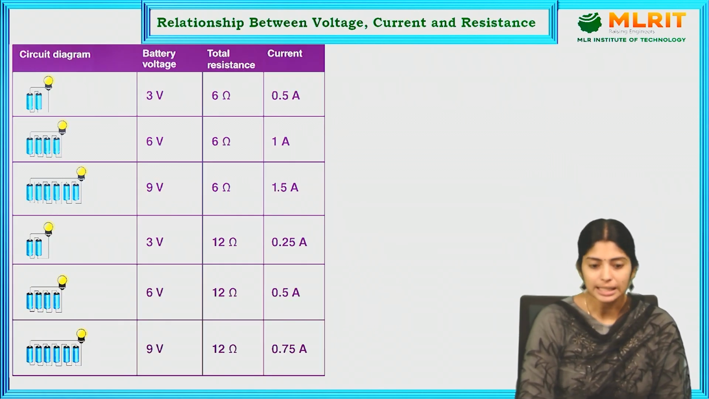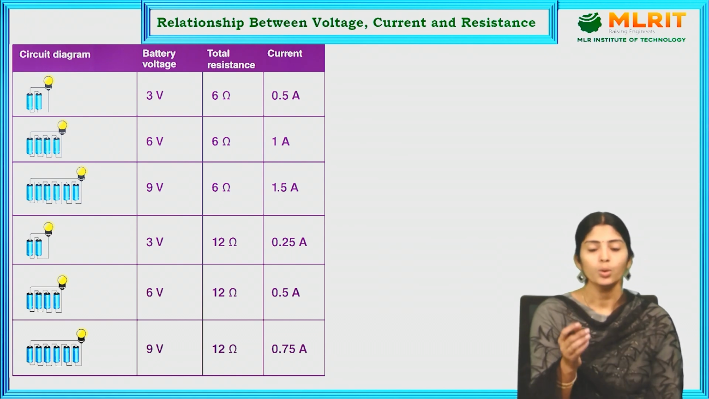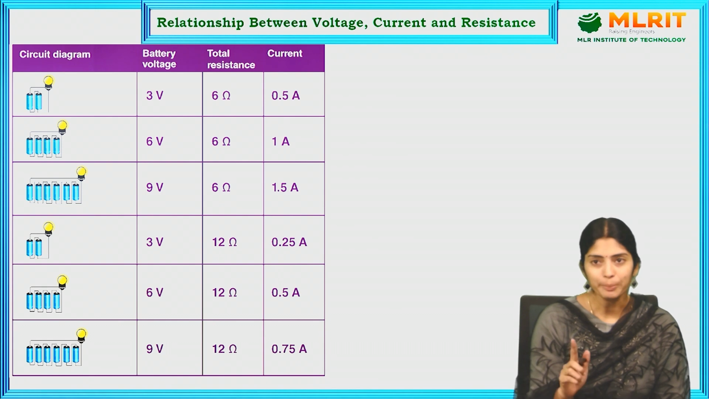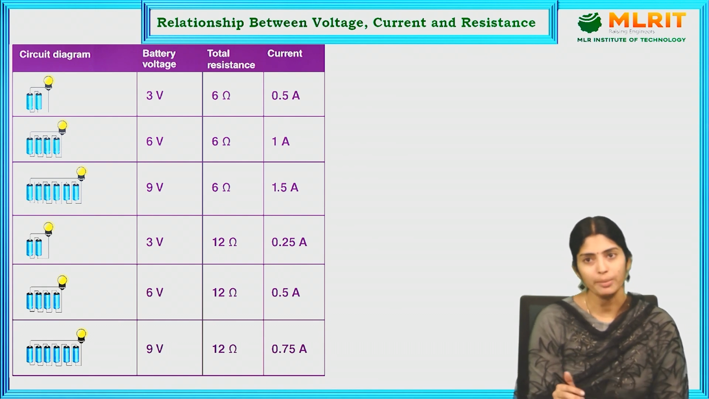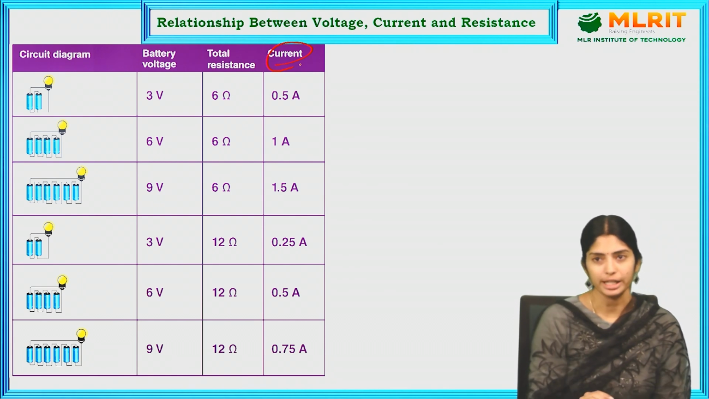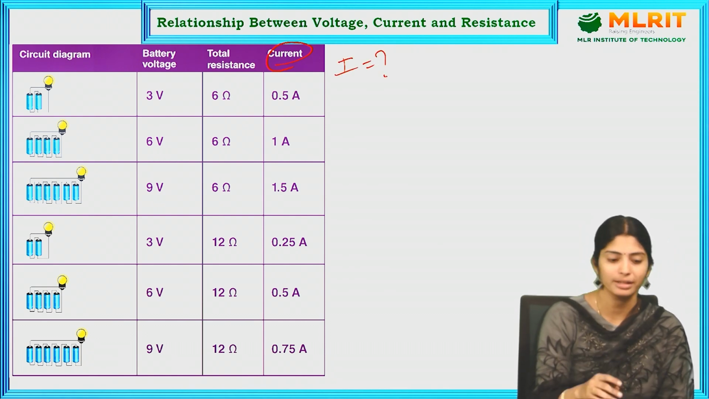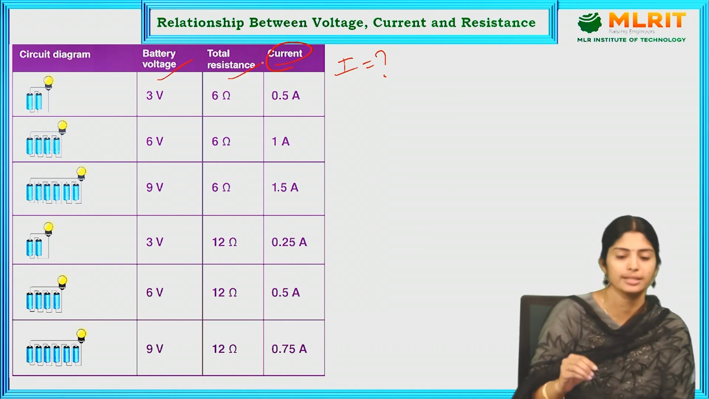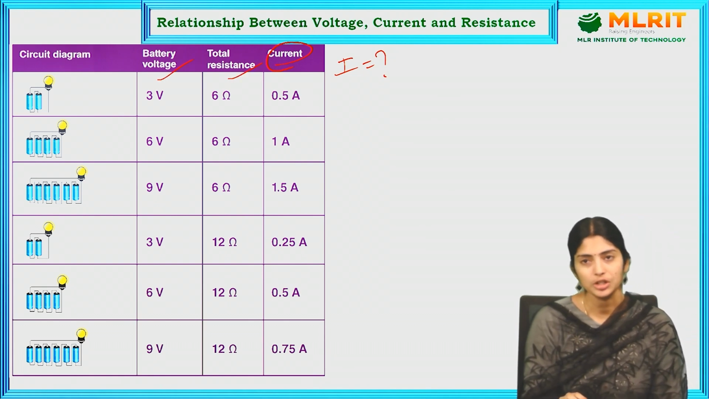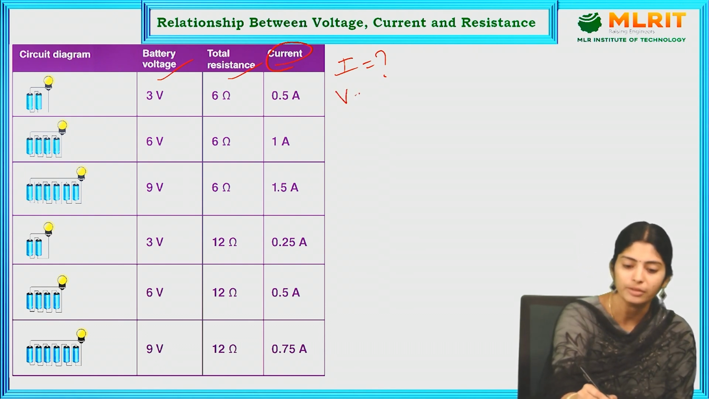Now let us see the relationship between voltage, current and resistance. So now we can determine the value of one parameter if the remaining two parameters are known. Suppose for example, I want to find out the value of current. I am having the values of voltage and resistance. So by using Ohm's law, we can determine the value of current. So how we can determine? As we know that V is equal to I into R.